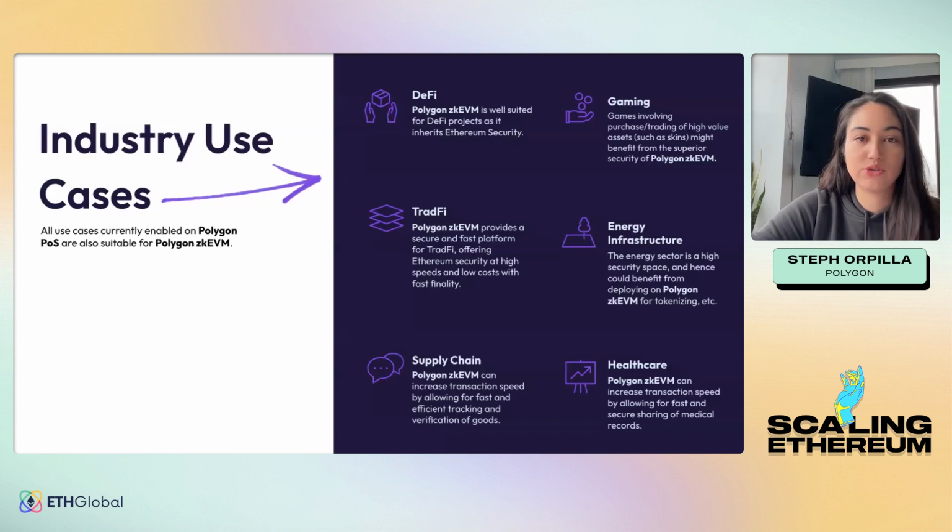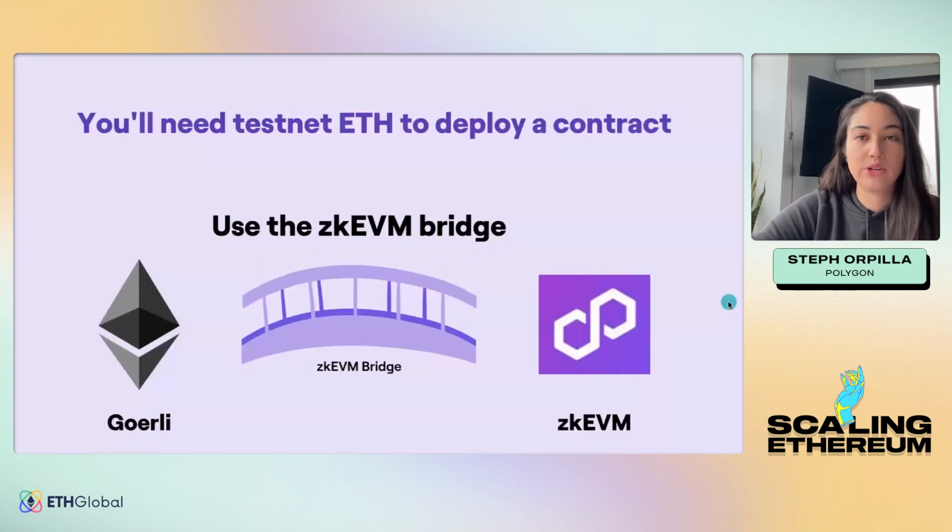And here are some different industry use cases. Pretty much anything where you want to have maximum security is a great use case for zkEVM. So DeFi, traditional finance, supply chain, where you want to make sure things are secure, healthcare, energy infrastructure, and gaming. Just tons of great use cases. And basically anything you build during this hackathon, we'd love to see you build on zkEVM. And I'm going to show you how to do that.